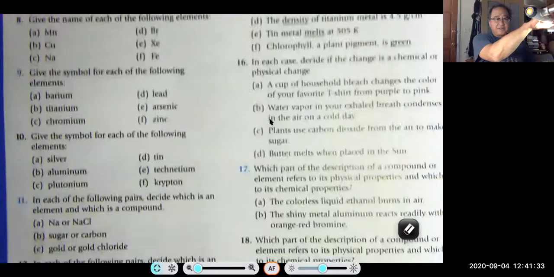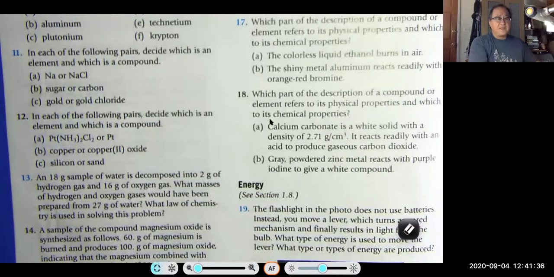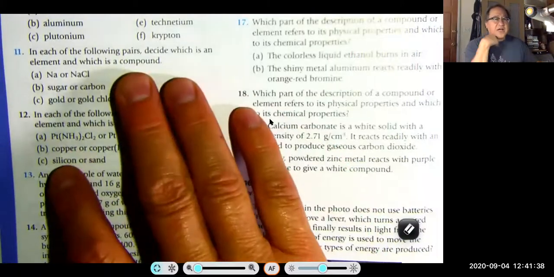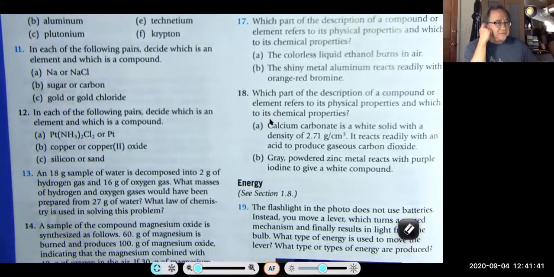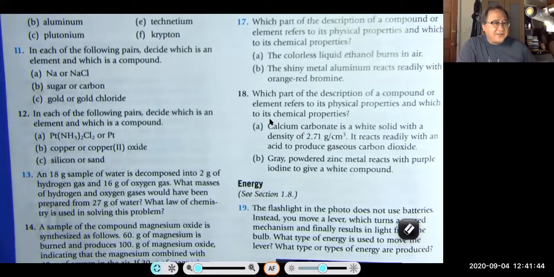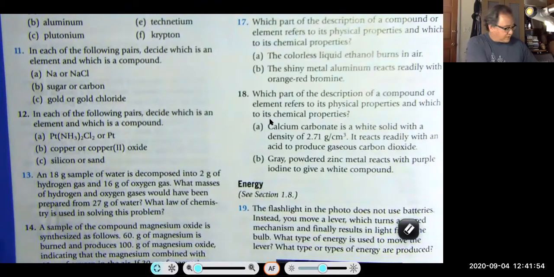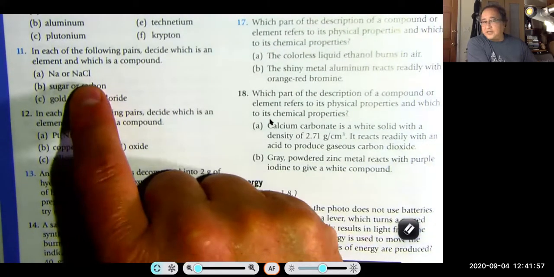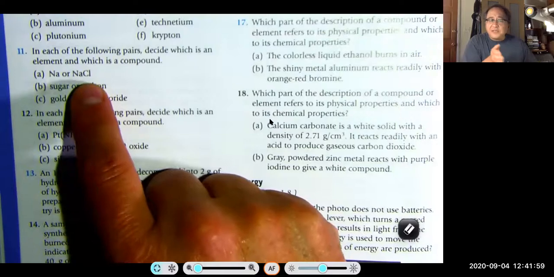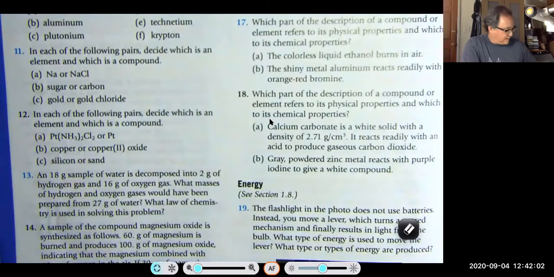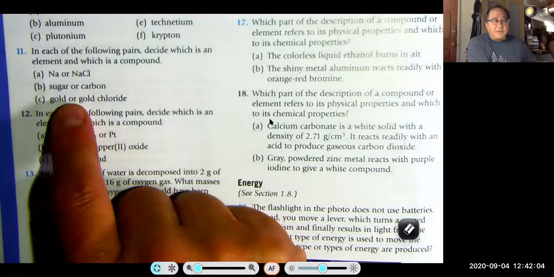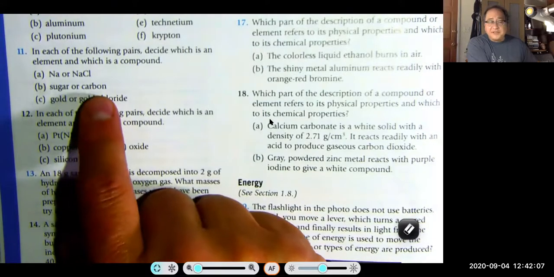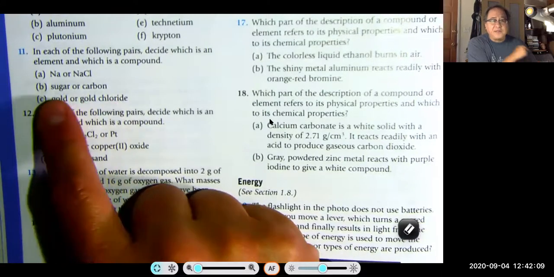Let's take a look at this next one here. Number 11. In each of the following pairs, decide which is an element and which is a compound. So how about A? And the answer is Na is an element, NaCl is a compound. The reason we know Na is an element is because that has the single symbol of one element. The reason we know this is a compound is because it has 2 symbols of elements and there's no space between the symbols. How about sugar or carbon? Well, we know carbon is an element. It's on the periodic table. Therefore, sugar must be a compound.